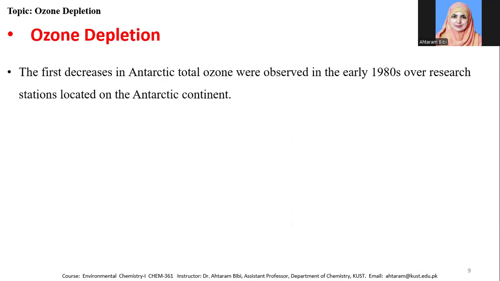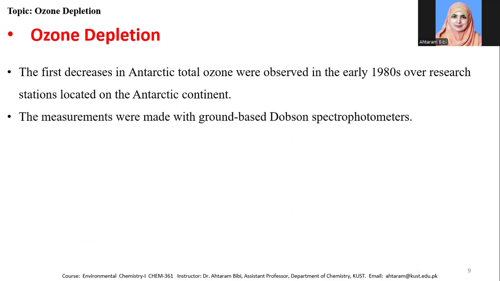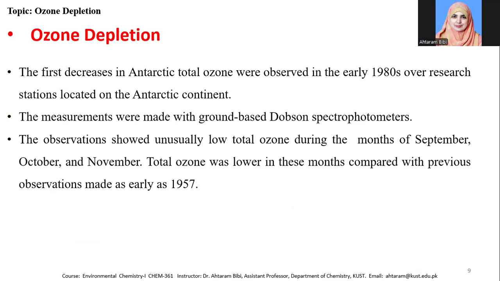The first decreases in Antarctic total ozone were observed in the early 1980s at research stations located on the Antarctic continent. The measurements were made with ground-based Robinson spectrophotometers. The observations showed unusually low total ozone during September, October, and November. Total ozone was lower in these months compared with previous observations made as early as 1957. So ozone depletion was first reported in the 1980s.